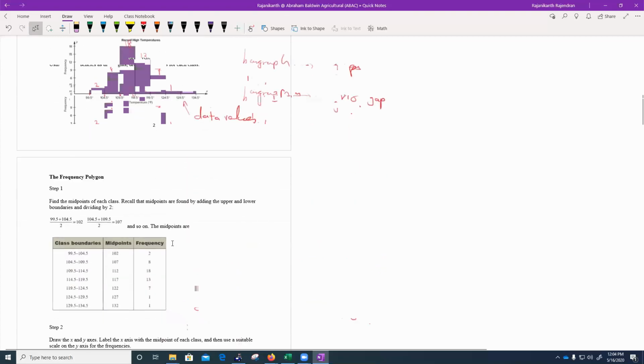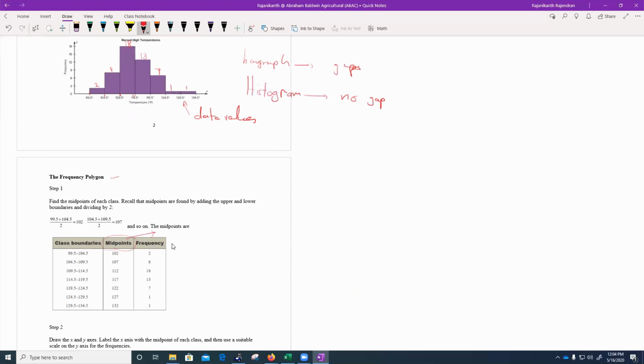The second display method is the frequency polygon. To draw a frequency polygon, we should know one more thing, which is midpoints. These midpoints are calculated by using your class boundaries. If you know the class boundaries, the midpoint is nothing but the average of these two values.